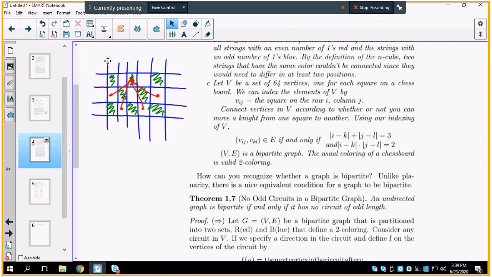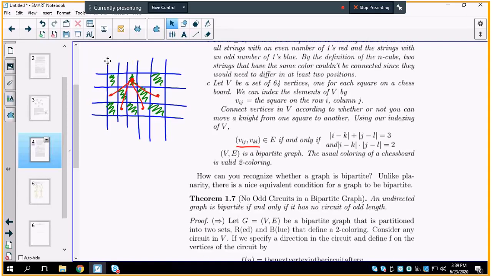And using the indexing, we would say that the two vertices are connected, meaning that the knight can move there, if and only if these two conditions are met. The difference between the rows plus the difference between the columns is 3, and the difference between the rows times the difference between the columns is 2. And if you think about the example I drew on the chessboard over here, you will see that all of these moves will satisfy this.